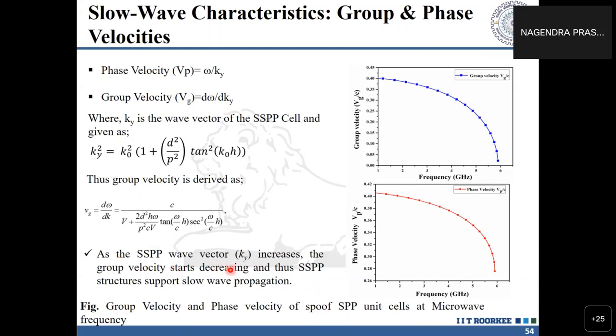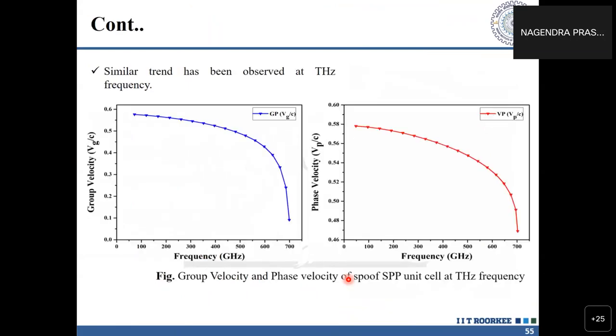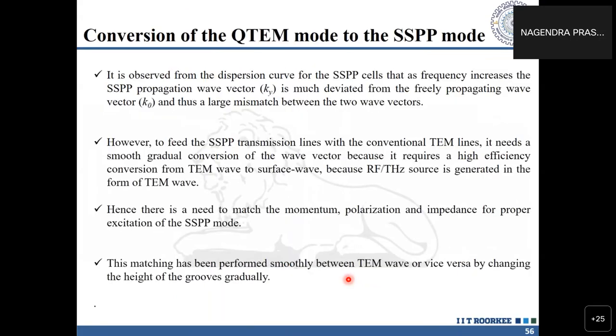As the SSPP wave vector ky increases, the group velocity starts decreasing, and thus the SSPP structure supports slow wave propagation. A similar trend has been observed at terahertz frequency. So whether it is at microwave frequency or millimeter wave frequency or terahertz frequency, everywhere you will see the same trend. It means the phenomenon which was only possible at optical frequency can now be used even at microwave frequency or terahertz frequency. Why?